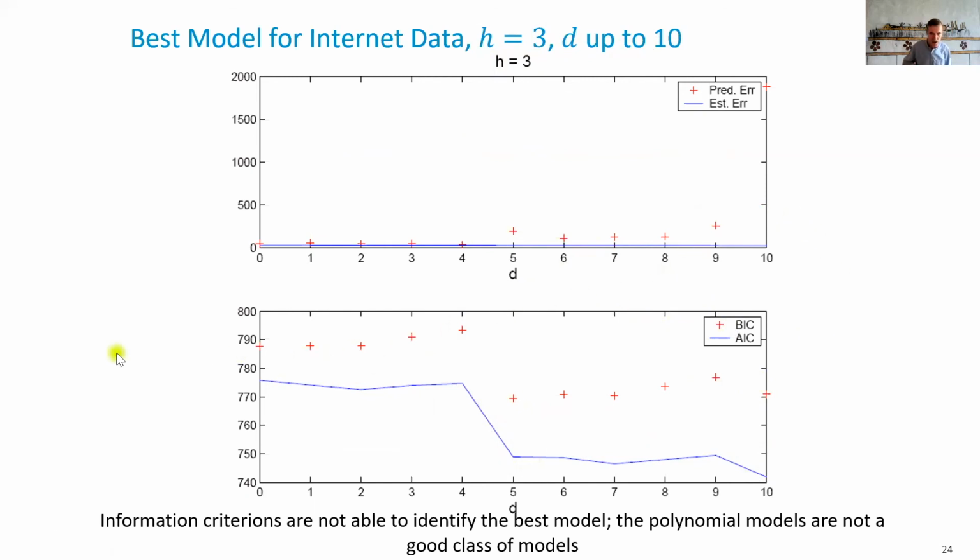The take-home message is that information criteria are not able to identify the best model in absolute terms because the polynomial models are not at all a good class of models here. However, if within a certain class of models that are well known, based on past experience, we have the impression that a certain class of model would fit, then the AIC or the BIC will be able to expedite your fitting, because they will tell you exactly how many parameters you should use.